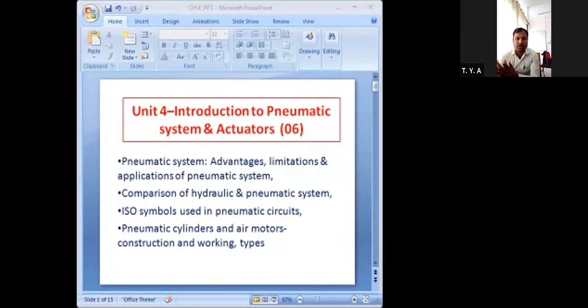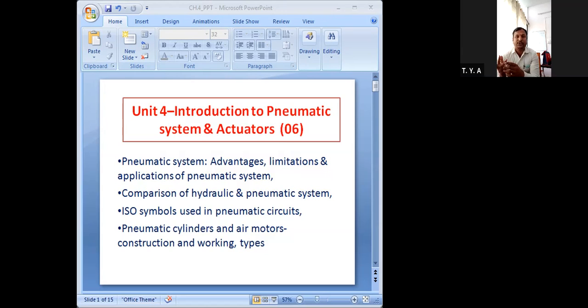Today we are going to start our unit number 4, that is section number 2. Up till now we have discussed the hydraulic system, which uses hydraulic fluid as a working fluid, or the fluid medium, to transmit or control the fluid power. That means we have covered unit number 1 regarding the hydraulic system.